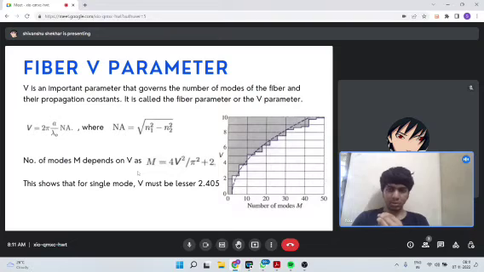NA is the numerical aperture, which is the square root of the refractive index of the bigger medium squared minus the square of the smaller medium. The number of modes you're getting is essentially defined by M = 4V² / π² + 2, where V is the fiber V parameter. As you can see from the formula, unless V is greater than 2.405, we will have a single mode transmission of light. In case we want a multi-mode transmission, we need V greater than 2.405 as a condition. And you can see some sort of a ceiling function here being applied to the number of modes.